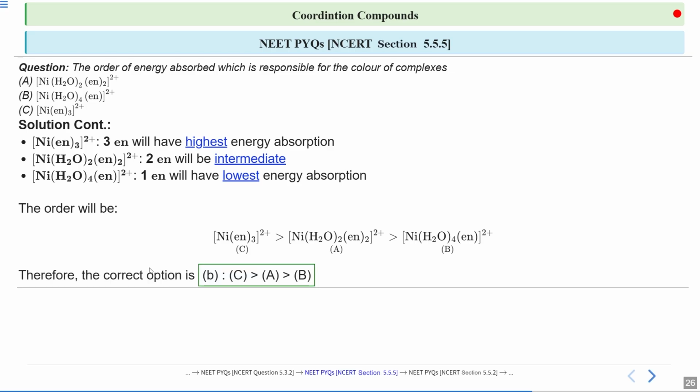Okay, so the correct option is going to be option B, that is highest for C, then for A, then for B. Highest energy is absorbed by the C complex, then by the A complex, and then by the B complex. Okay, let's move to our next question.